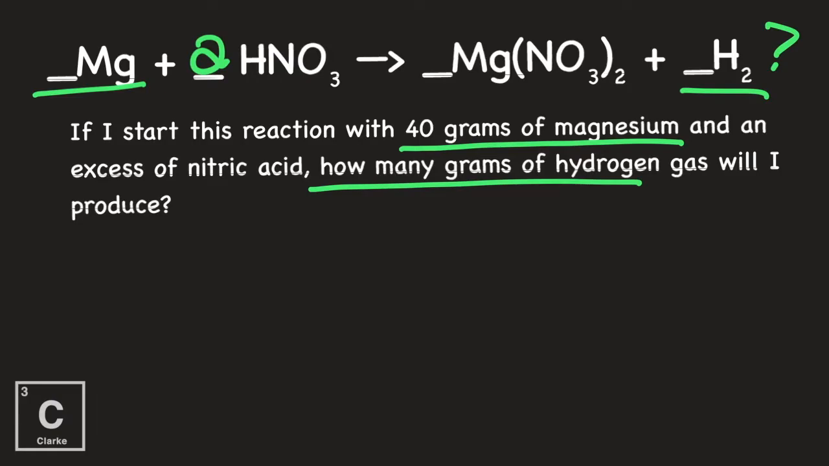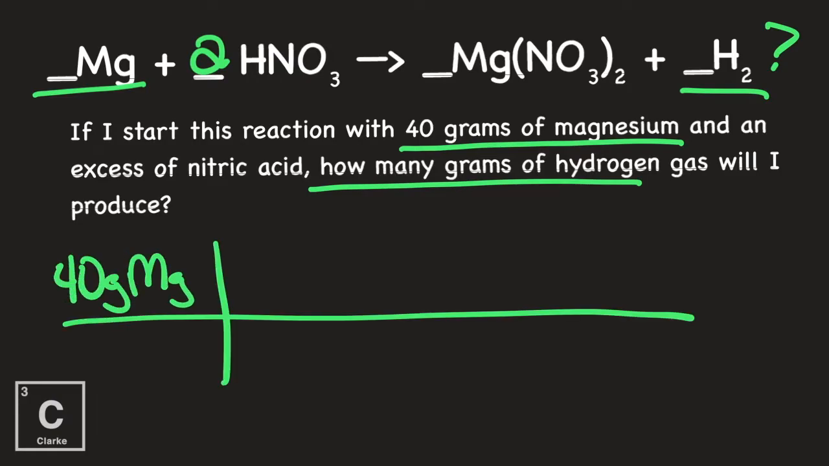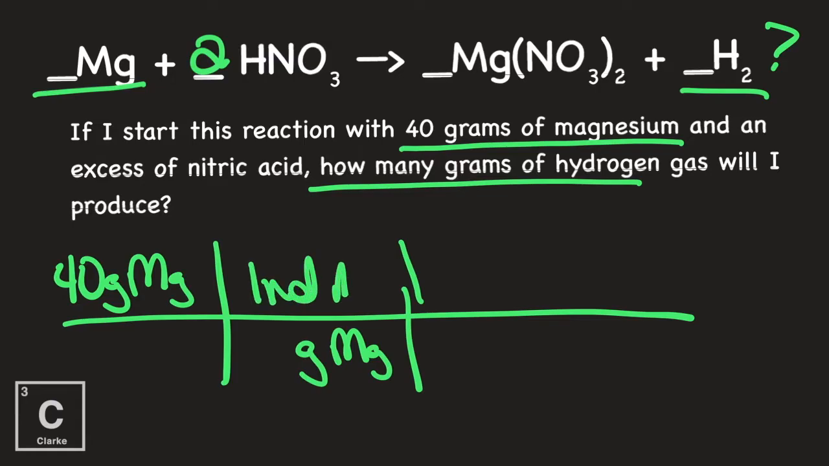So let's start our problem. We're going to start with 40 grams of magnesium. What's on top comes on bottom. Grams of magnesium. Molar mass is equal to 1 mole of magnesium. Our grams are going to cancel out. Whatever is on top comes on bottom. Moles of magnesium. The very first time you put mole on bottom, we're going to put mole on top, and we're going to change to our new compound.